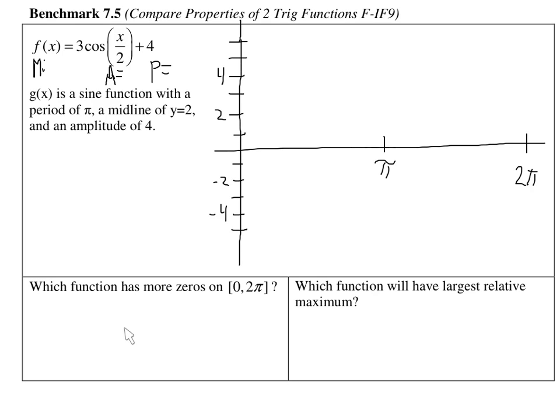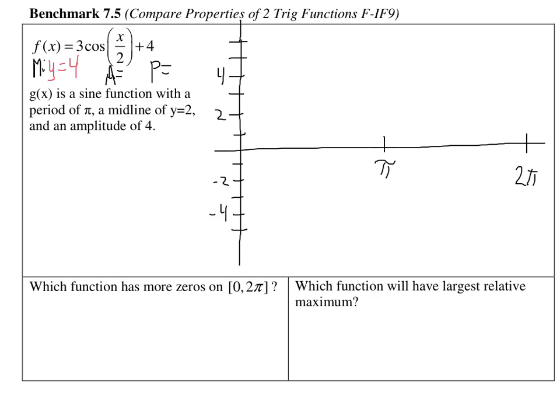In order to answer these two questions down here, I need to first graph both of these. So I'm going to first graph this one. I need my midline, my amplitude, and my period in order to graph this. So my midline is always this vertical shift. So you notice the graph is shifting up 4. So you should know your midline is y equals 4.